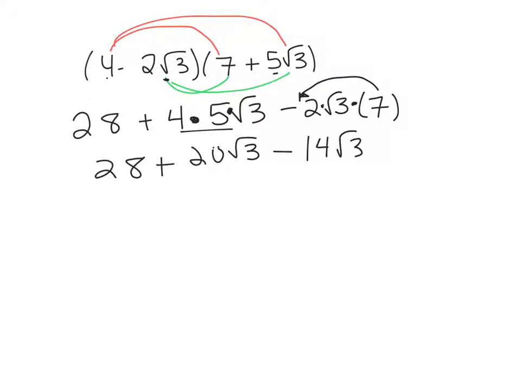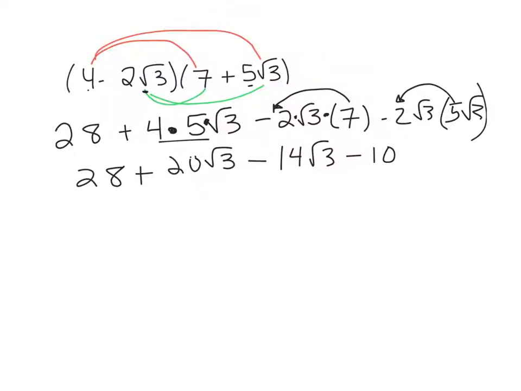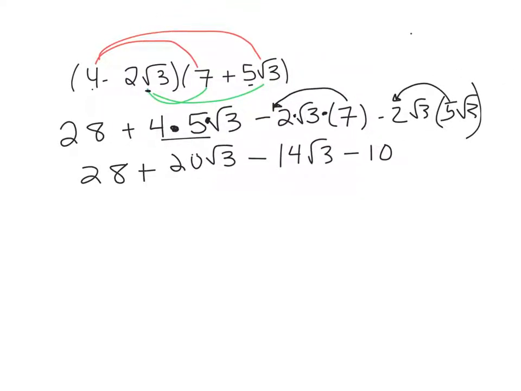And finally, negative 2 root 3 times 5 root 3. And I'm going to commute my 5 out to the front and multiply it by the negative 2. So that would get me negative 10. And square root of 3 times square root of 3 would be square root of 9, and that simplifies to 3. And now I combine like terms.